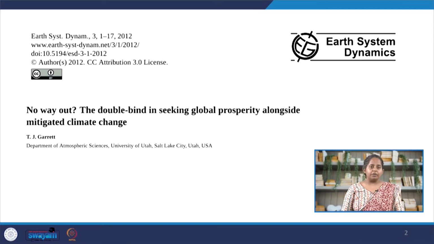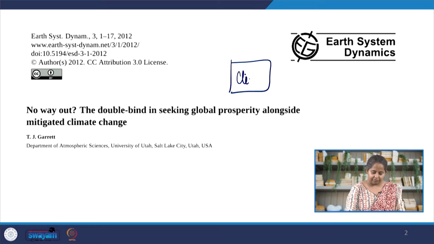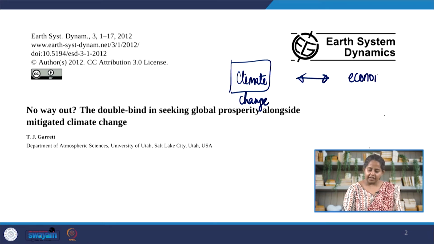Now, the paper we are going to discuss is this particular paper, No Way Out: The Double Bind in Seeking Global Prosperity Alongside Mitigated Climate Change. This was published in 2012 by Dr. T.J. Garrett. Even though it's an old paper, it was quite a groundbreaking paper because it took what is an extremely complicated system, climate crisis, climate change, and linked it with economics, which again typically tends to have extremely complicated models that are used.